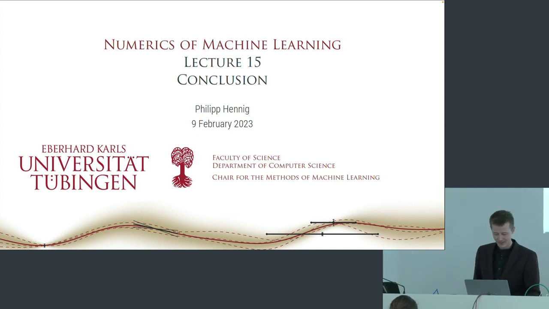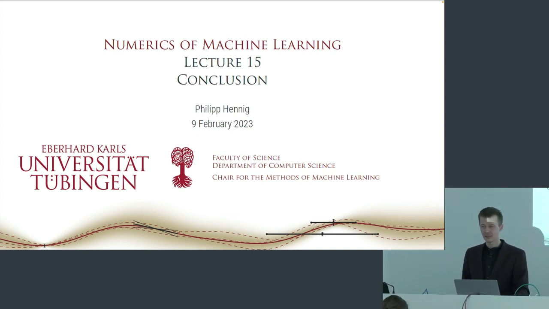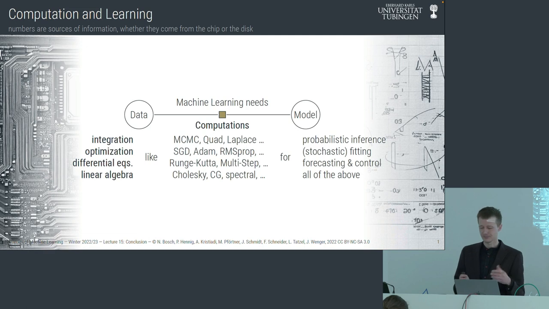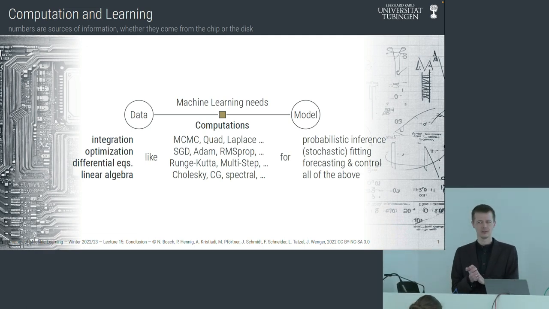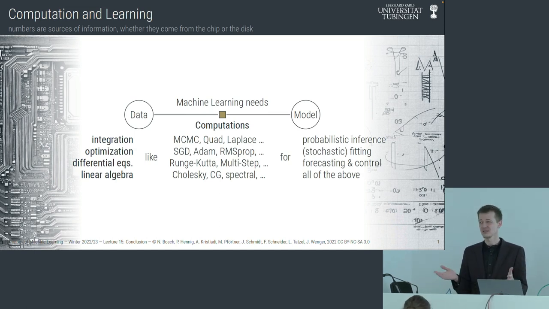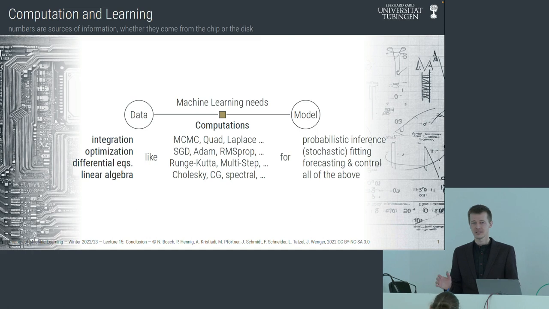So, high level, we started out, in lecture number one maybe, with me pointing out why we even need a lecture on numerical methods in machine learning. Because machine learning actually is numerical computation. The stuff that happens inside of the machine when it learns is the solution of a numerical problem.